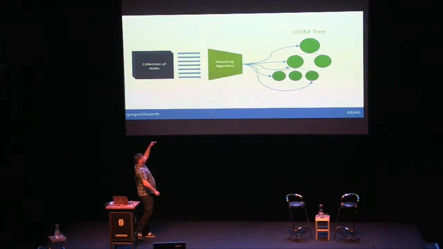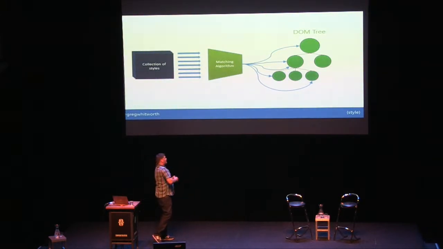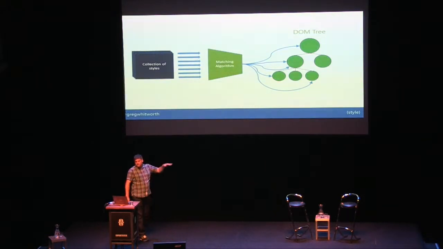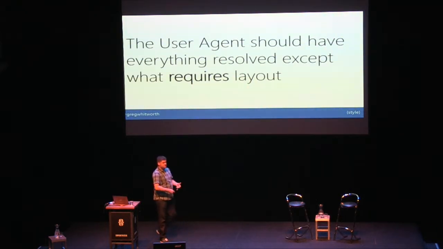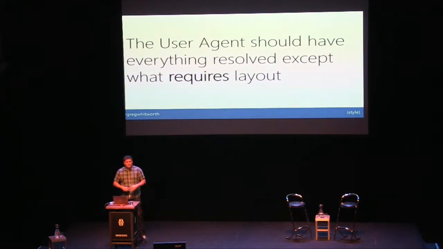So basically, we end up going to a filtering algorithm because we don't want to waste time on styles that you're not going to use on this document. We filter them all down, and then we begin doing style computation. The whole point of style computation is that the user agent should have everything resolved except for what requires layout. A good example of this is the width property. When we exit style computation, we should have a value of auto, percentage, or pixel in order to move forward.